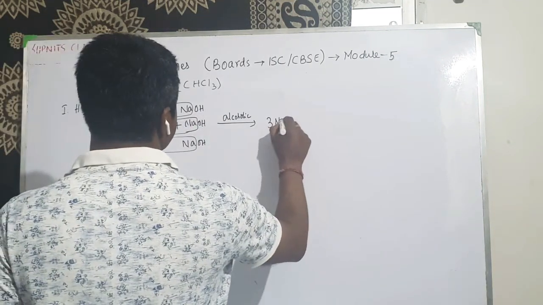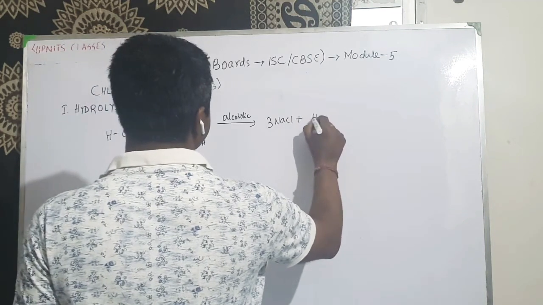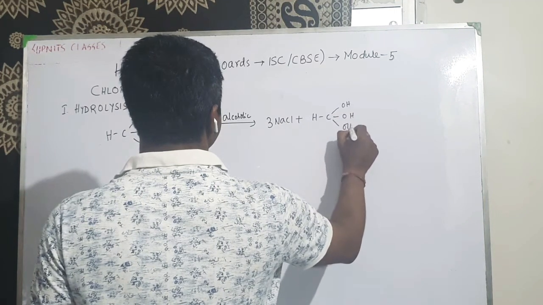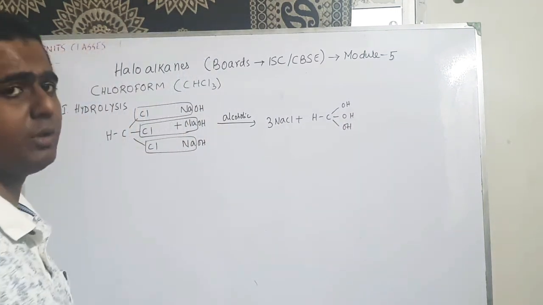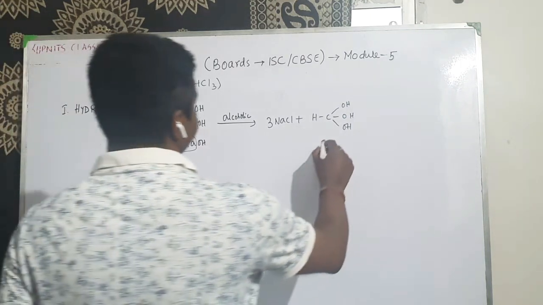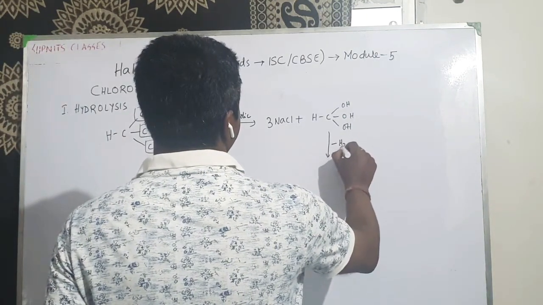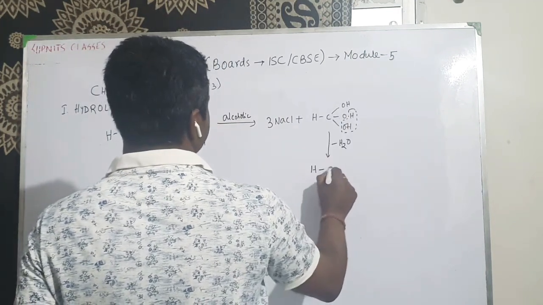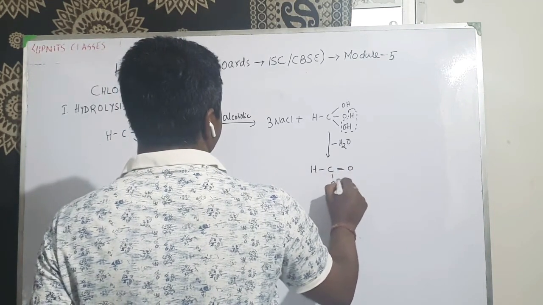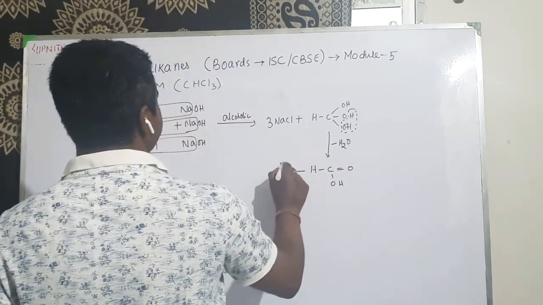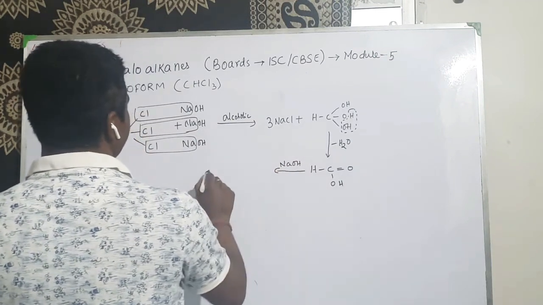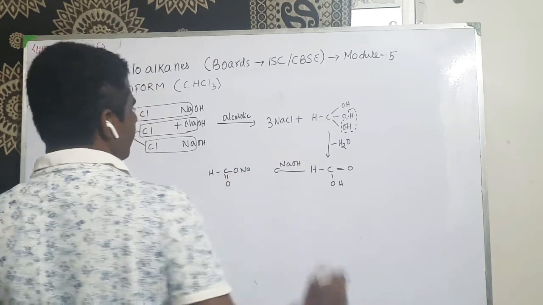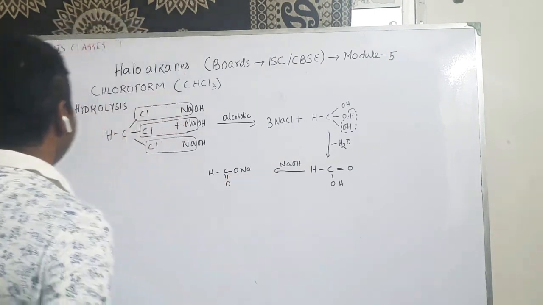So 3 NaCl plus HC(OH)3. Three hydroxyl groups on one carbon, even 2 hydroxyl groups on 1 carbon, is always unstable. This will result in elimination of a water molecule like this, and we will get formic acid. But in the mixture there was NaOH, so it will form sodium formate plus water, salt plus water, acid plus base, simple reaction.